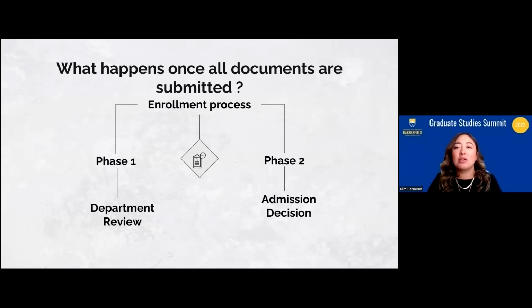All right, so what happens once all your documents are submitted? We'll go through the enrollment process. Phase one is a department review. Along with the graduate program in which you're applying and submitting your graduate program requirements, you would have to submit documents to the International Student Office. We will acknowledge your application documents and let you know if everything is good to go or if we are missing anything. The department would also be in contact with you in regards to your application. So that's where phase two comes along with the admission decision, and generally the time frame is about 3 to 4 weeks, more or less, for a response.